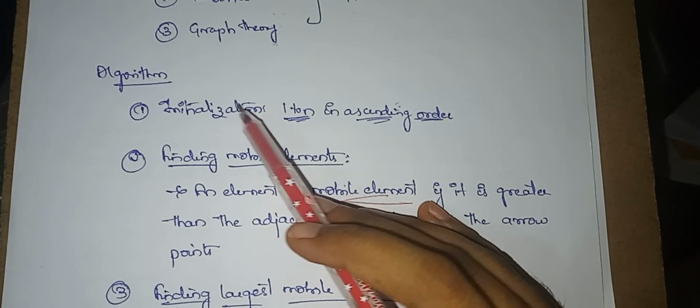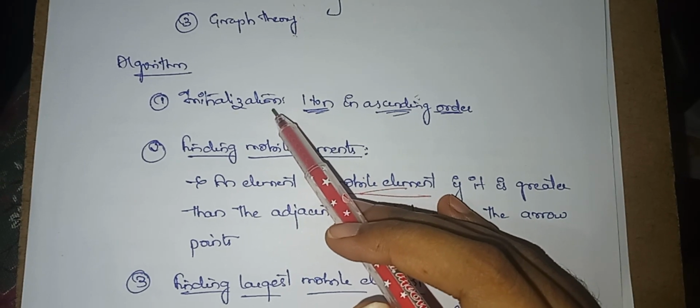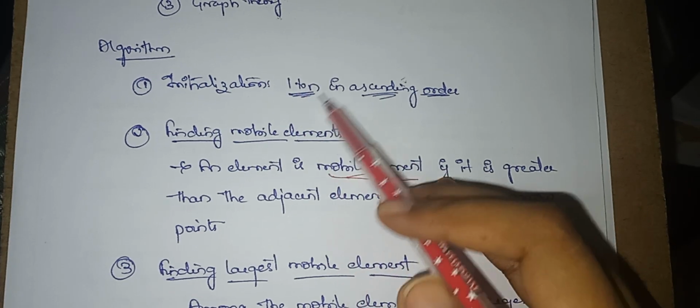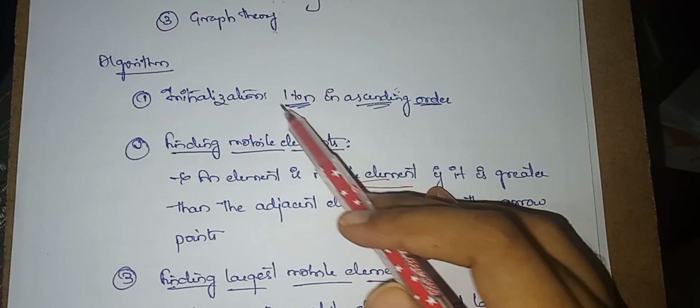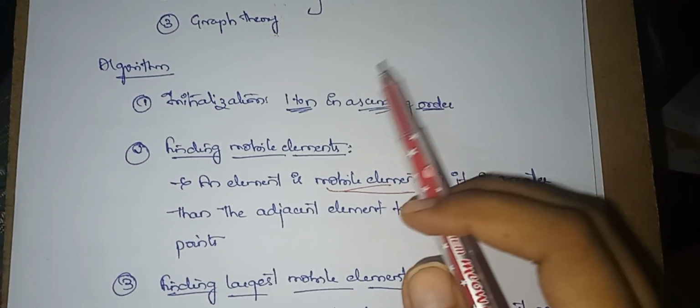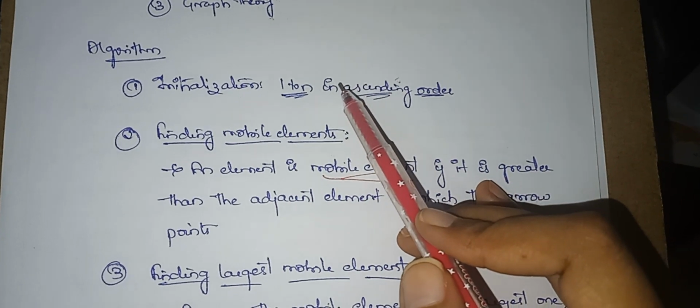So first is initialization. In the initialization, you have to start with the initial permutation for a given set of integers. You'll be given an input set of integers 1 to n, which are already arranged in ascending order. So that is what the initialization is. Then you start generating the permutations.